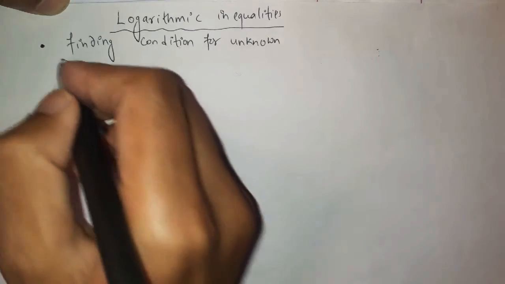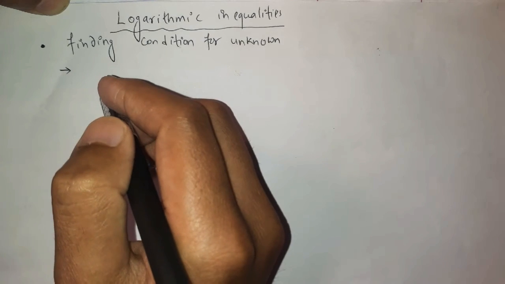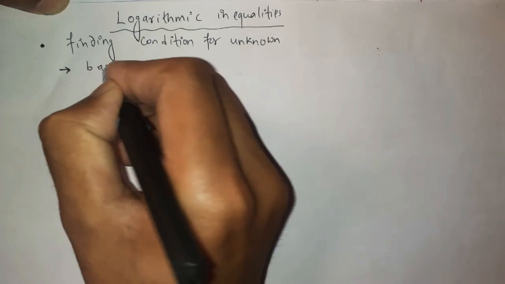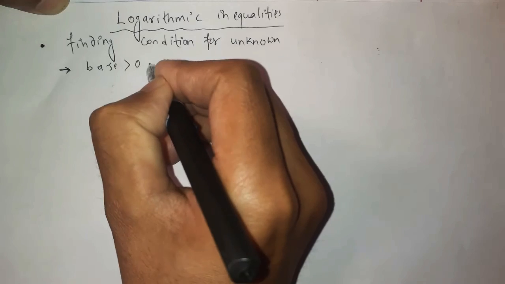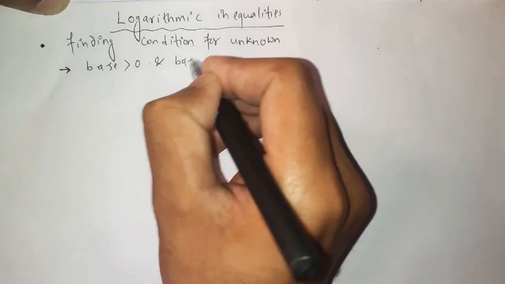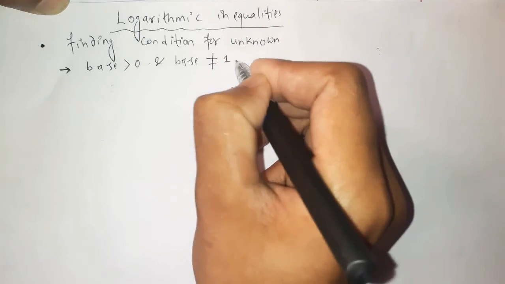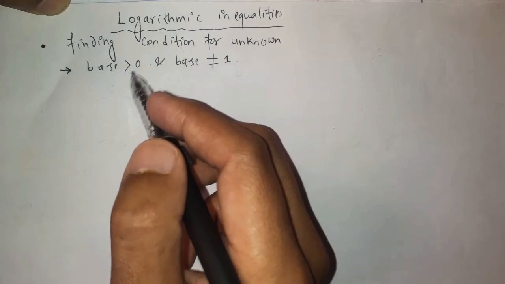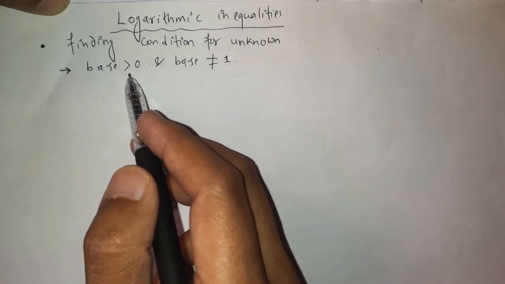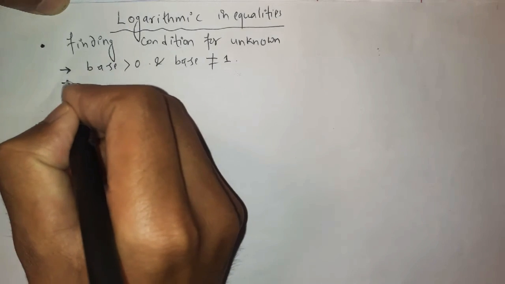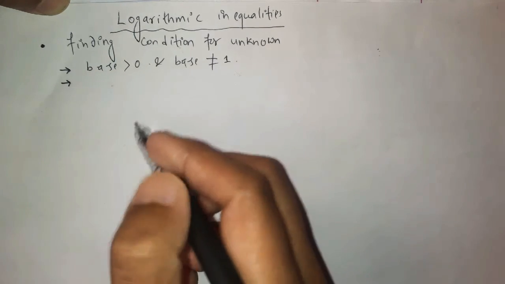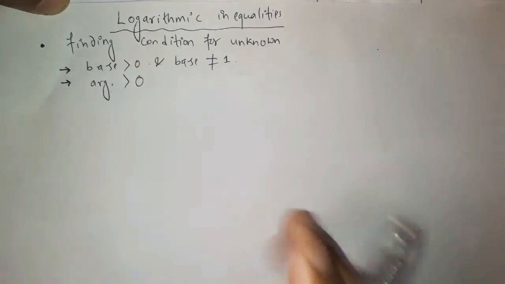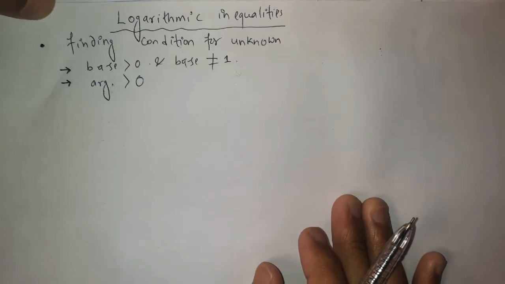For finding the conditions for the unknown, we can use some basic rules of the logarithm. The base of the logarithm is always positive, and it should not be equal to 1. This is one thing to be memorized while solving logarithmic functions. The base should always be a positive number other than 1. The next point to remember is the argument. The argument of the logarithm should always be a positive number. The argument cannot be negative or 0.